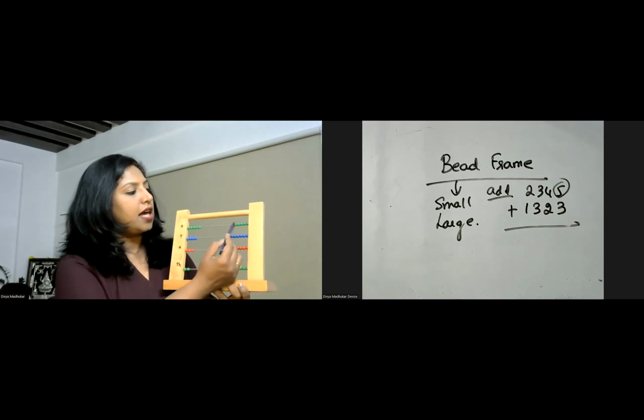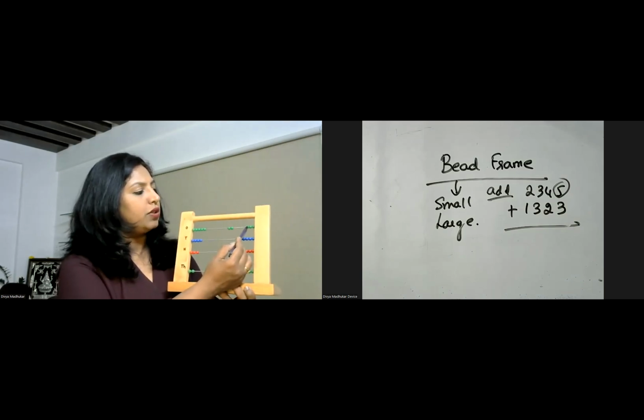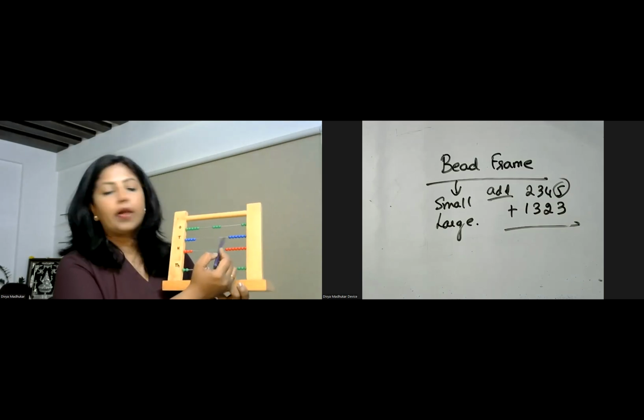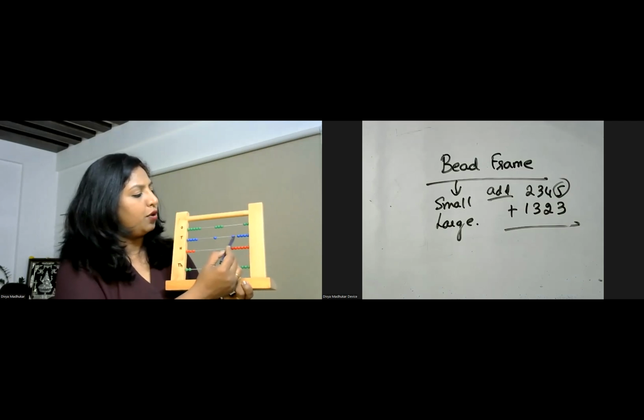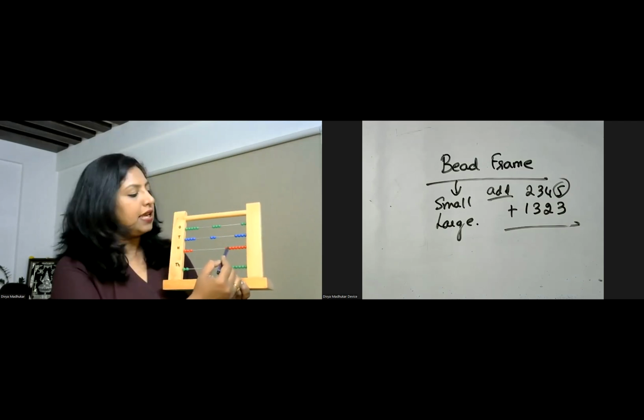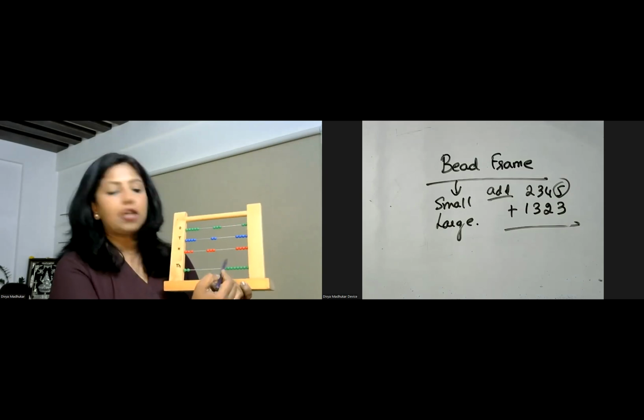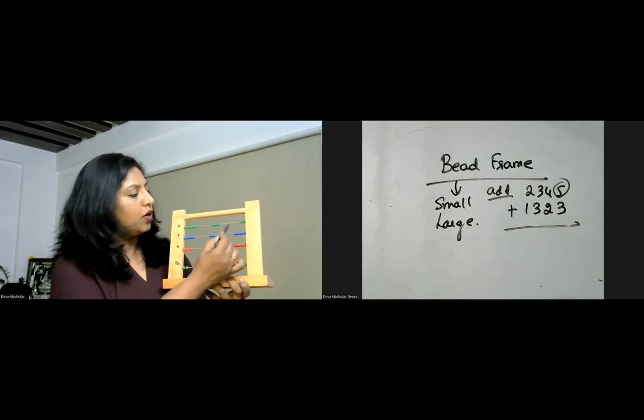Now the next thing is going for the next number, 1323. Again, start with your units: 1, 2, 3. How many tens? 1 ten, 2 tens. How many hundreds? 100, 200, 300. How many thousands? Only 1000. Now join them together.